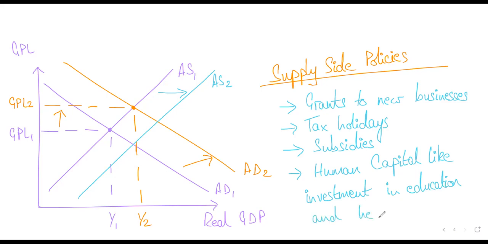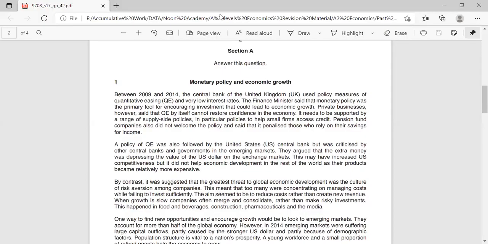Okay, now this is clear, let's get back to the case study and read it forward. Okay, great. Now where were we? So the private sector is saying that government should focus on supply side policies. Private businesses, however, said that quantitative easing by itself cannot restore confidence in the economy. It needs to be supported by a range of supply side policies, in particular, policies to help small firms access credit. Credit is basically capital, the money that you need to start a business.